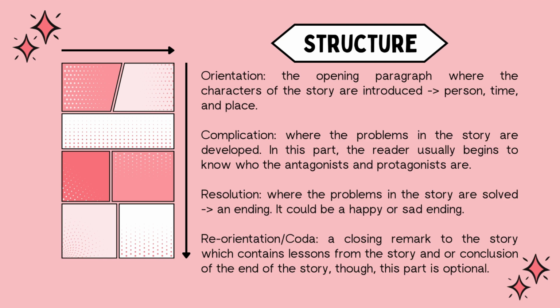Number 2. Complication. Complication is the paragraph where the problems in the story are developed. In this part, the reader usually begins to know who the antagonists and protagonists are. Number 3. Resolution. Resolution is the paragraph where the problems in the story are solved, or it could be told as an ending. It could be a happy ending or sad ending. Lastly, reorientation or coda. Reorientation or coda is a closing remark to the story which contains a lesson from the story and or conclusion of the end of the story, though this part is optional.